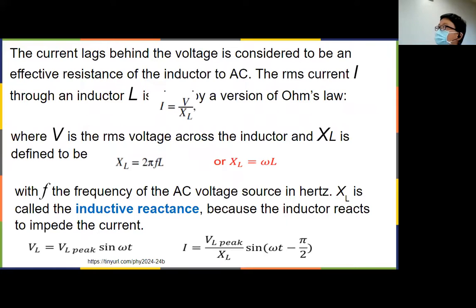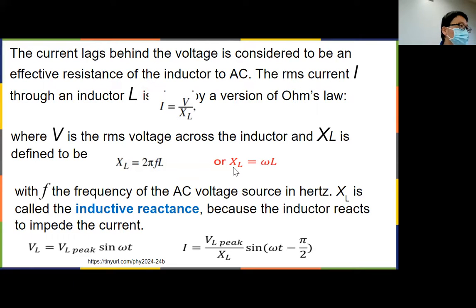So then we can come up with this version of Ohm's law for an inductor. We call its reaction to the voltage a reactance. It's called inductive reactance because it's an inductor. We use X as the symbol for reactance, and sub L means it's an inductor. It's equal to 2 pi f times L, where f is the frequency of your AC voltage and L is the inductance. Then the current is equal to V divided by X_L, similar to Ohm's law, I equals V over R. So X is analogous to R in this case.